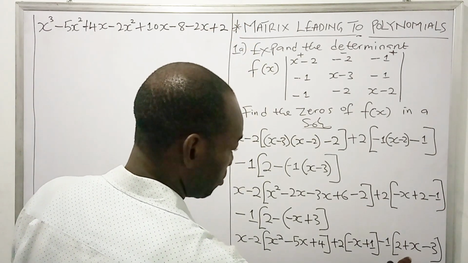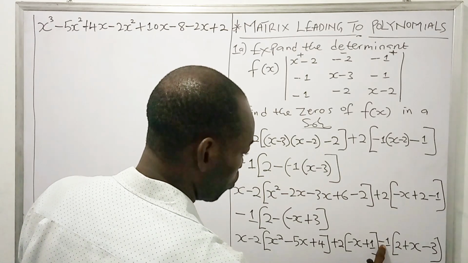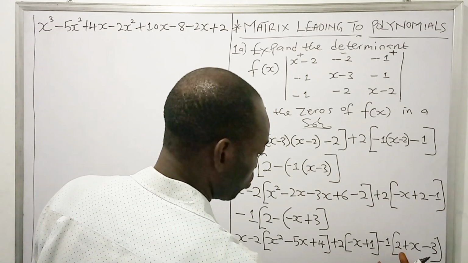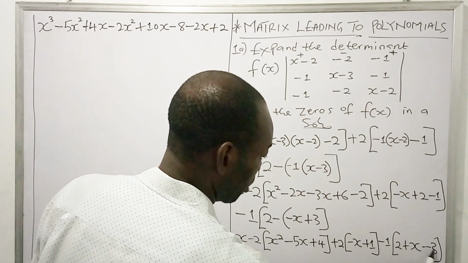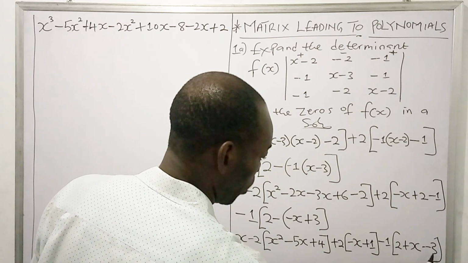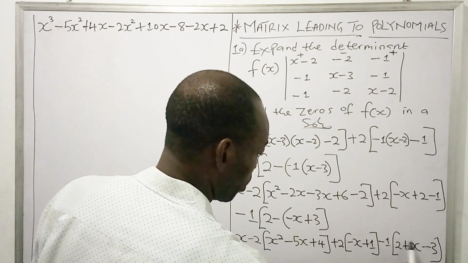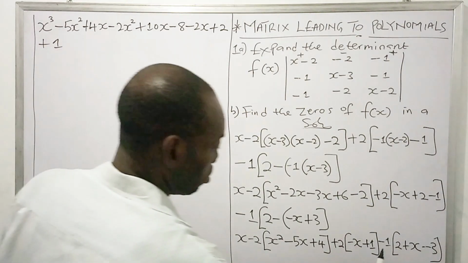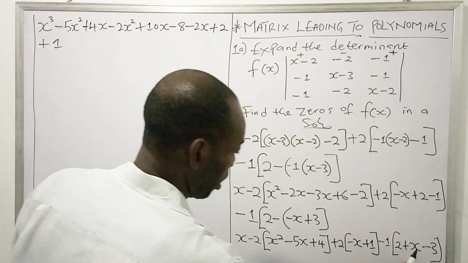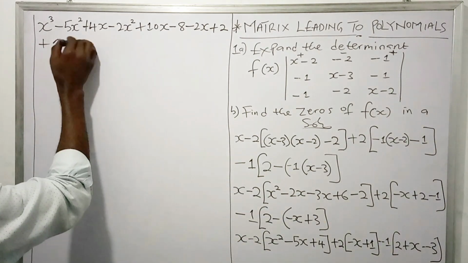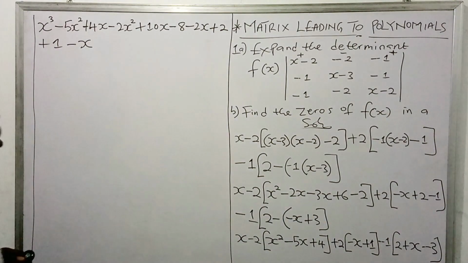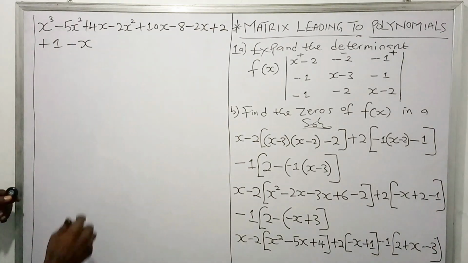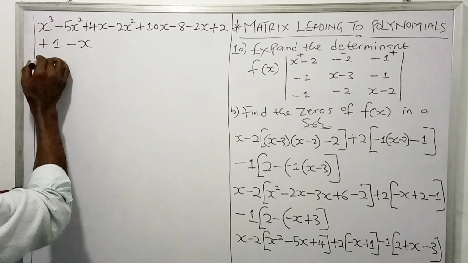Then also from here, minus 1, okay, this 2 is going to give us what? 2 minus 3 will give us minus 1. So minus 1 times the minus 1 from here will give us positive 1. Then minus 1 times s will give us negative s. All right.